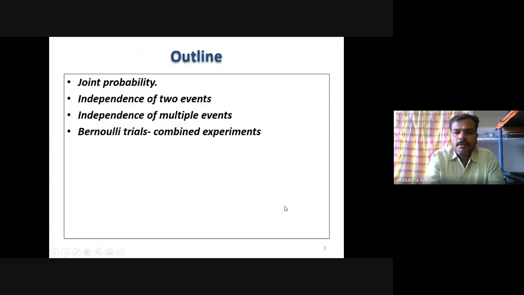Okay, so we'll see the outline of today's session. Today's session will be discussing joint probability, and then the concept of independence between two events, and then we extend that concept to independence of multiple events. And then finally, we will discuss what is known as Bernoulli trials. The Bernoulli trial is a type of combined experiment which uses the concepts of independence. So these are the topics we are going to see today.